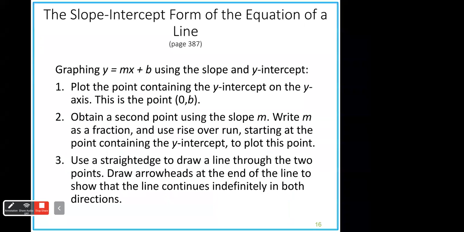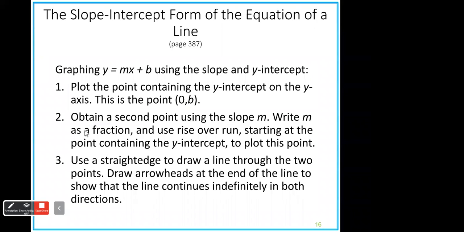All right, so we can use the slope-intercept form of an equation to graph the equation. So there are 3 steps given to you, which appears on page 387 of your book. And they explain to you how you could graph the equation using that format. So it says plot the point containing the y-intercept on the y-axis. Obtain the second point by using the slope.